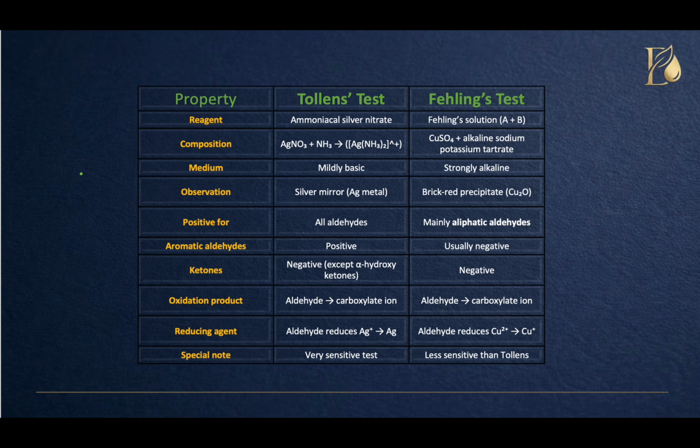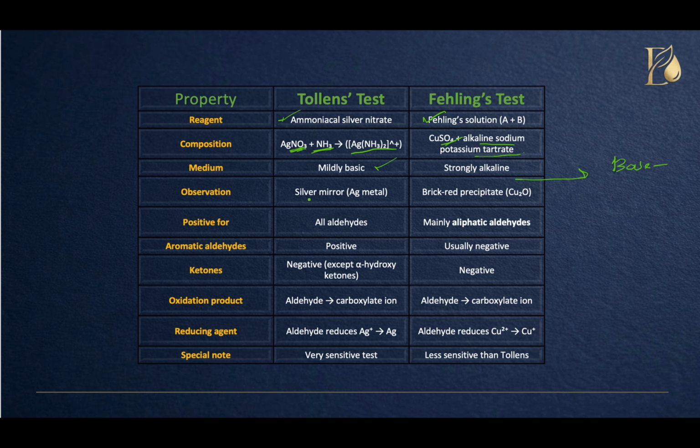Now, what are the differences between these two? Tollens reagent is ammoniacal silver nitrate. In Fehling's test, it is Fehling solution A and B. What are the compositions? Tollens reagent is AgNO3 silver nitrate with ammonia, that is [Ag(NH3)2]+. Fehling's reagents are copper sulfate plus alkaline sodium potassium tartarate. What is the reaction medium in Tollens test? It is mildly basic, while in Fehling's test it is strongly alkaline. We have done a video on the difference between base and alkali. If you didn't watch that video, you can click the i button and watch.